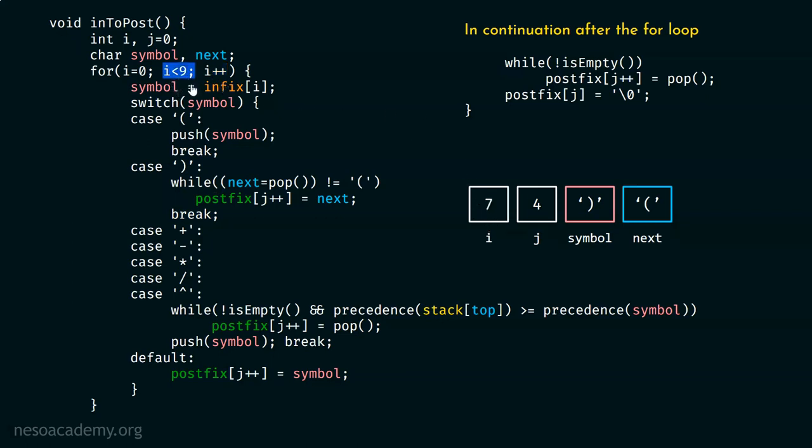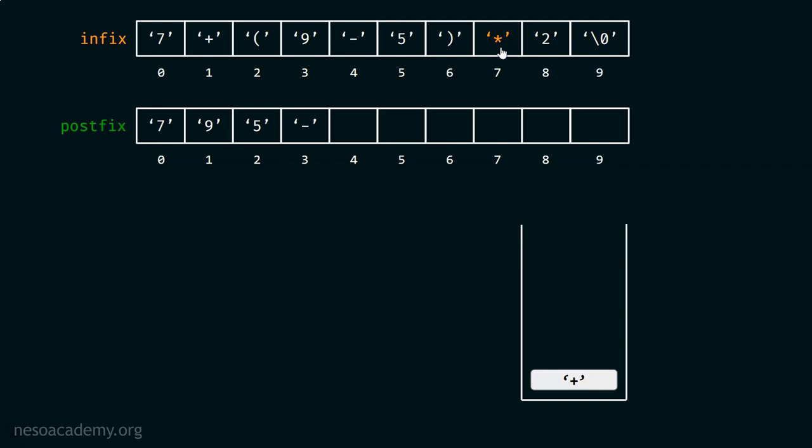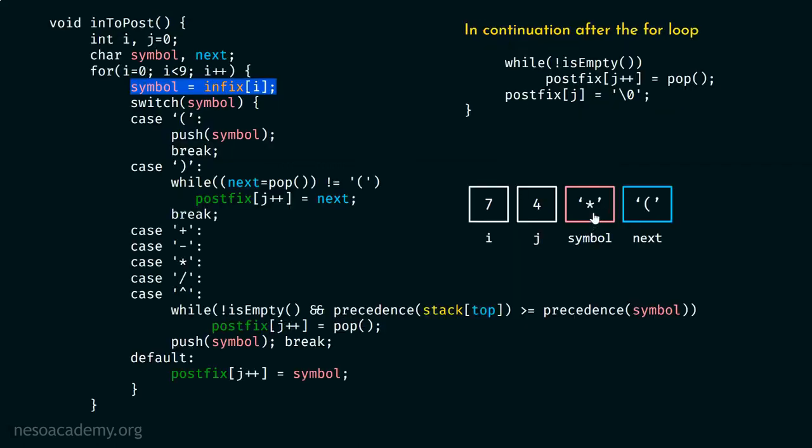7 is less than 9. Therefore we'll land at this point. And here this becomes infix of 7. What is infix of 7? This is star, right? We will put this character in this symbol variable. This is star. This is an operator. Therefore this case will be evaluated, right?